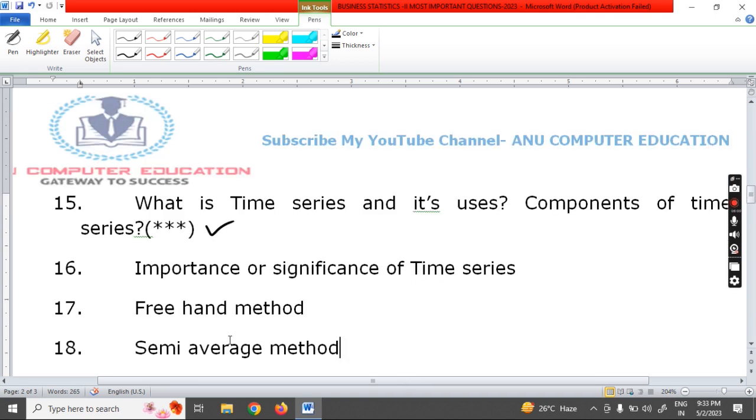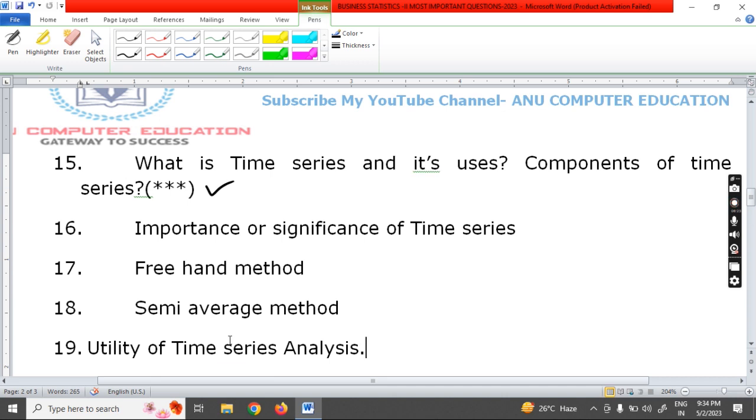And the semi-averages method, where there may be an even or odd number of observations. If there is an even number of observations, you divide the problem into two parts, the first part and the second part. We add the first part's values and divide by 2, and do the same for the second part's values. The values we get, we plot on the graph. That is called semi-average. You can expect this semi-average and freehand in 4 marks questions.